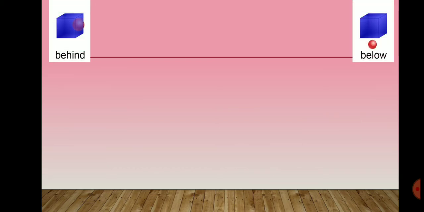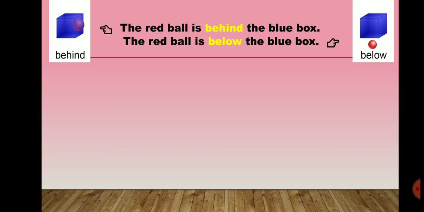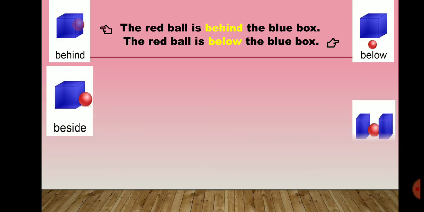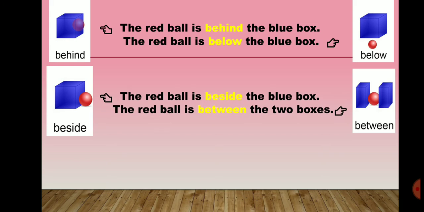Behind, below. The red ball is behind the blue box. The red ball is below the blue box. Both the words are showing the position of the red ball. In one picture, the red ball is behind the box, and in the second picture, the red ball is below the blue box. Beside, between. The red ball is beside the blue box. The red ball is between the two boxes.